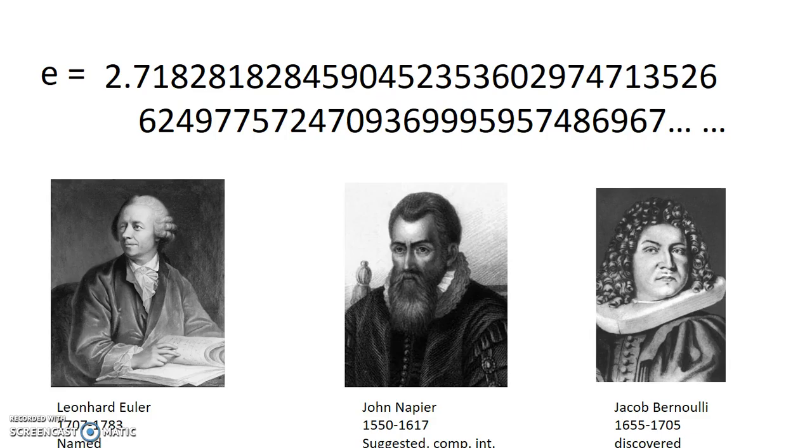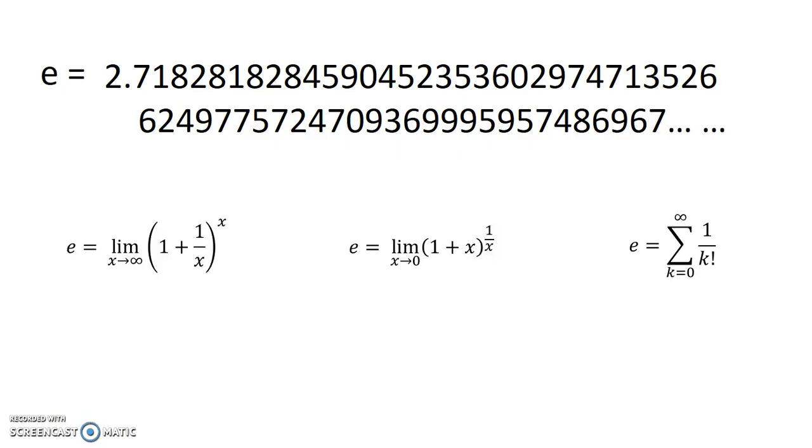There's lots of interesting history there. These are very interesting guys. If you're bored one day, I'd chase up some of that history and learn a bit more. Anyway, there are a few definitions of this, and I'm not going to show you how and why these exist, but basically this is the first definition that Napier and Bernoulli came up with and Euler synthesized.